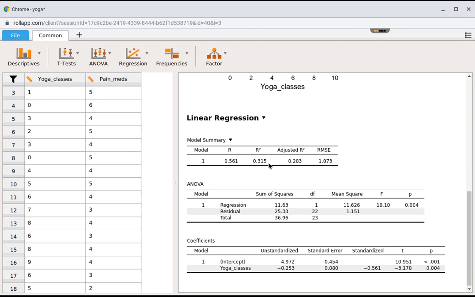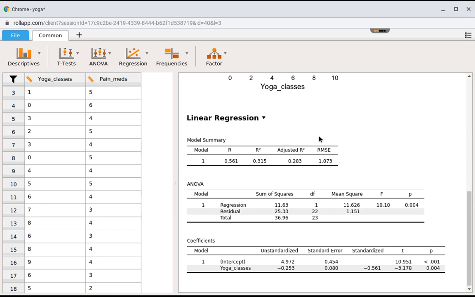So I could ask you some questions about that. Maybe I'd ask you what the number is and if you could put it in a sentence. In this case, the sentence would be 31.5% of the variability in pain meds is associated with the variability in yoga classes.